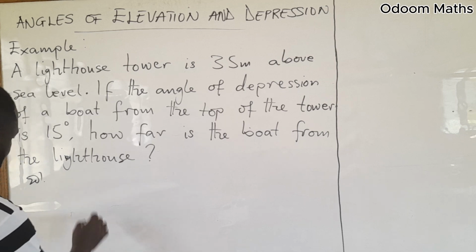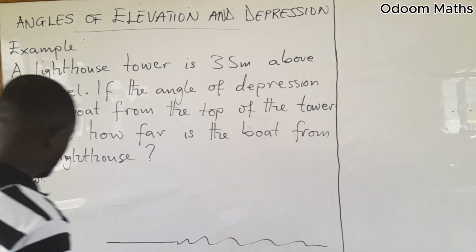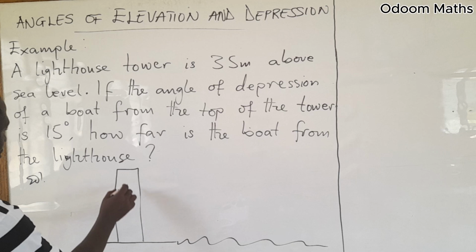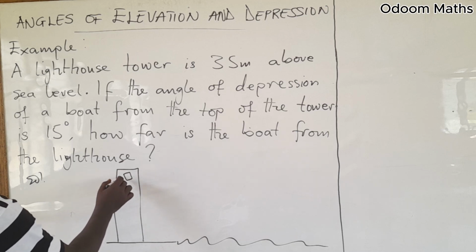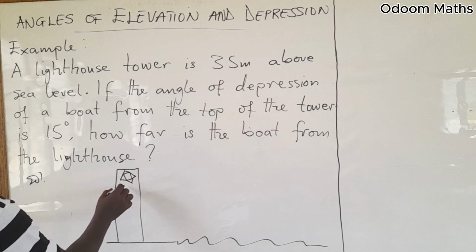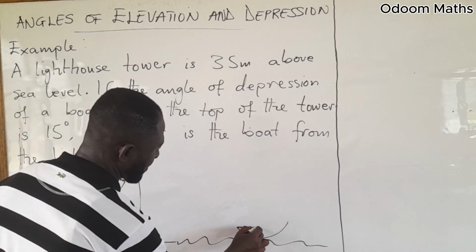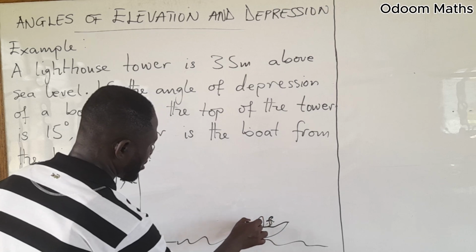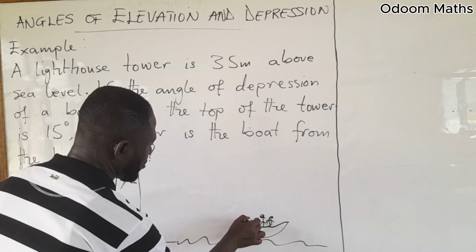Let's assume this is the level ground, and then this is the sea. This is where the lighthouse tower is. So this is the lighthouse, and this is the boat. There are some people in the boat.